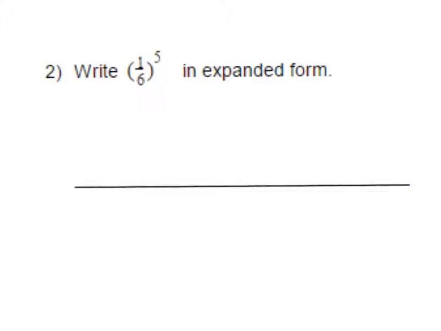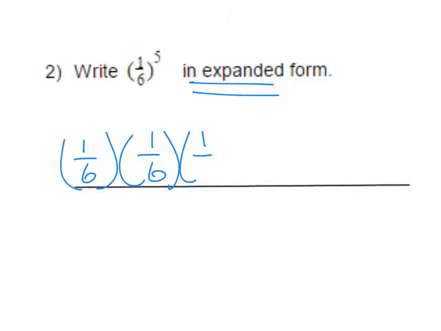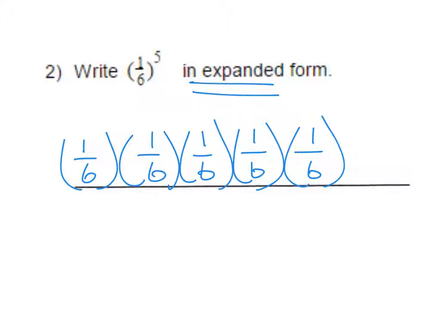Number 2 asks you to write 1/6 to the 5th power in expanded form. Expanded form means you're going to write it big. You're going to write it longer. So we're going to write out 1/6 times 1/6 times 1/6 times 1/6 times 1/6. And that's an expanded form. You can use the dot if you want for multiplication instead of the parentheses. I just don't really like it that much.